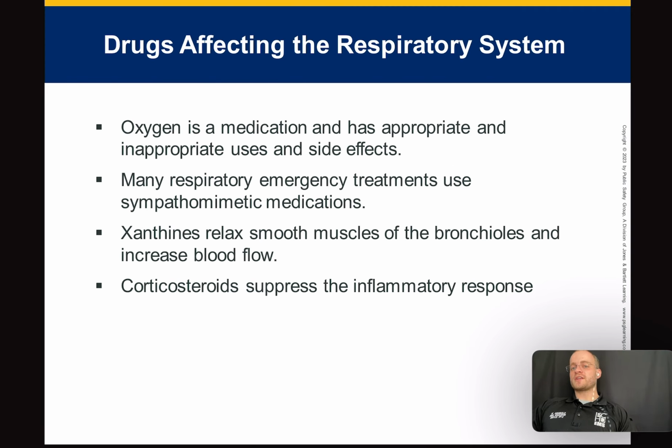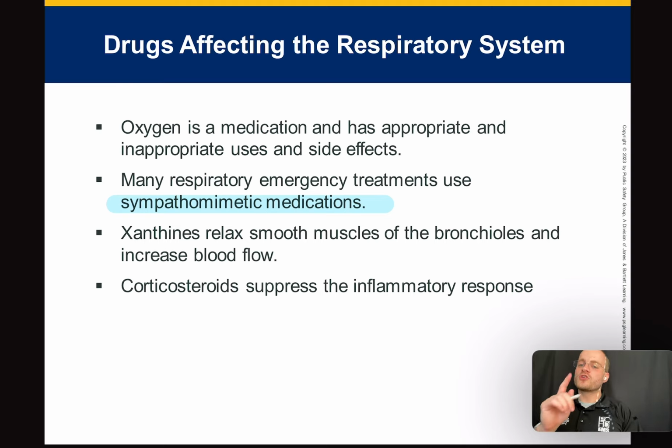So, drugs affecting the respiratory system. Remember, oxygen is a medication. Again, I told you this yesterday. Oxygen is a medication and has appropriate and inappropriate uses and side effects. Everything has a therapeutic or a toxic level. Many respiratory emergency treatments use sympathomimetic medications. What does that mean? A lot of times in respiratory emergencies, we amp up the sympathetic nervous system, because it will cause bronchodilation. Again, if you're going to fight a bear, do you want to open up all your bronchi and let all the air in so you have as much air as possible to fight?